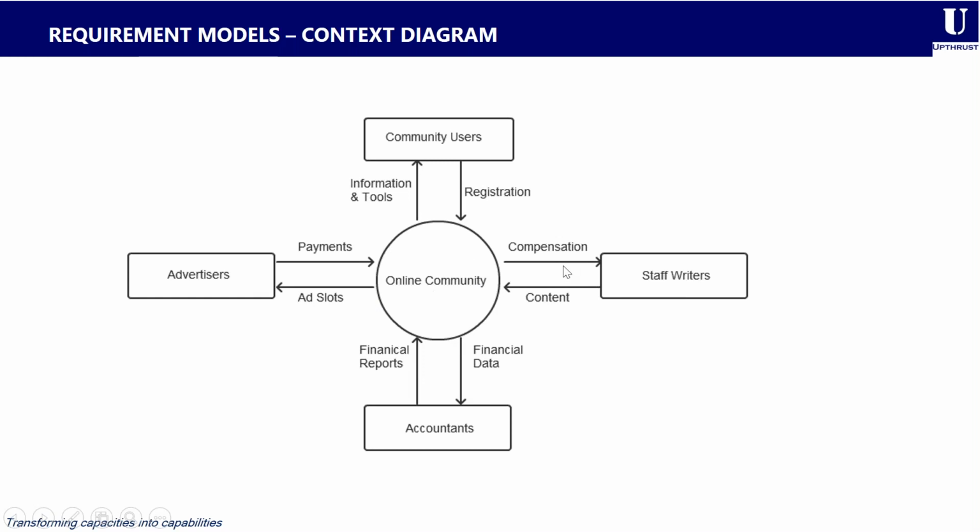So look at the data inputs and outputs between the system and its external entities. That basically is what a context diagram is, and this is a very good, typical representation of a context diagram.